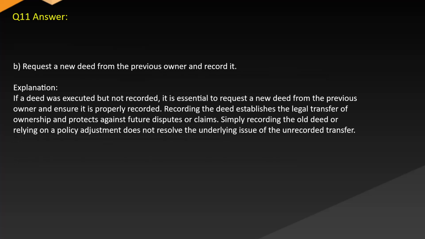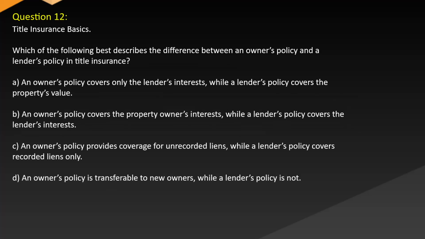Answer. B. Request a new deed from the previous owner and record it. Explanation. If a deed was executed but not recorded, it is essential to request a new deed from the previous owner and ensure it is properly recorded. Recording the deed establishes the legal transfer of ownership and protects against future disputes or claims. Simply recording the old deed or relying on a policy adjustment does not resolve the underlying issue of the unrecorded transfer.